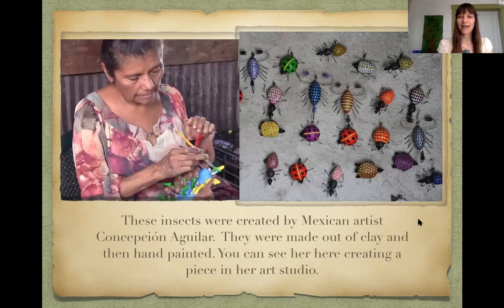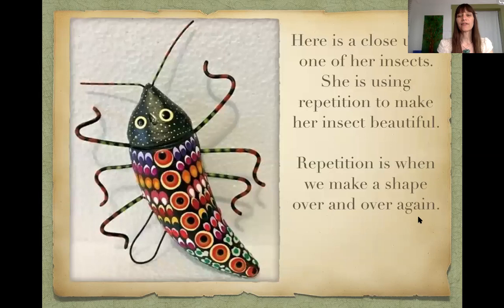Here is a close-up of one of her insects. She is using repetition to make her insect beautiful. Repetition is when we make a shape over and over again. So if you look at this insect's head, you'll see white spot, white spot, white spot, and so on. That is repetition. She's using repetition down here too. Purple spot, purple spot, purple spot. Orange spot, orange spot, orange spot. She's using repetition all over this insect.